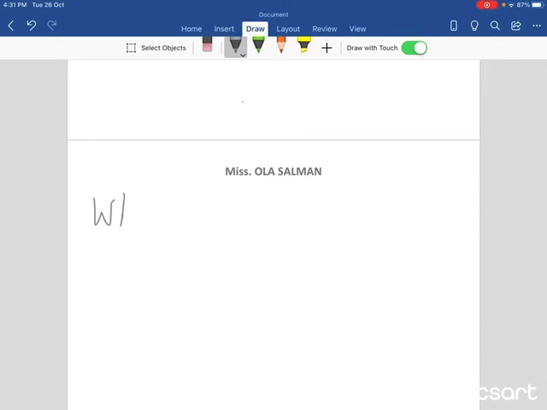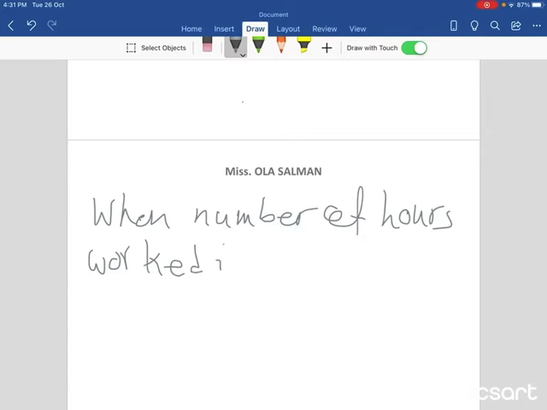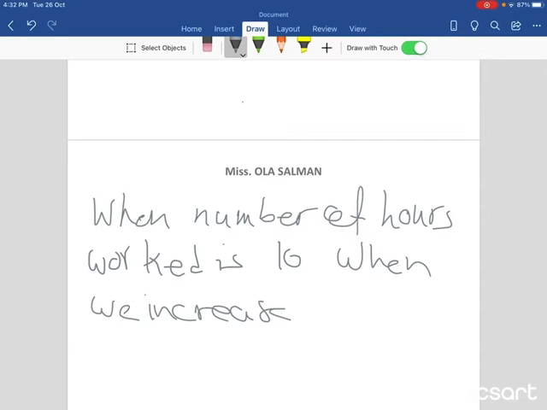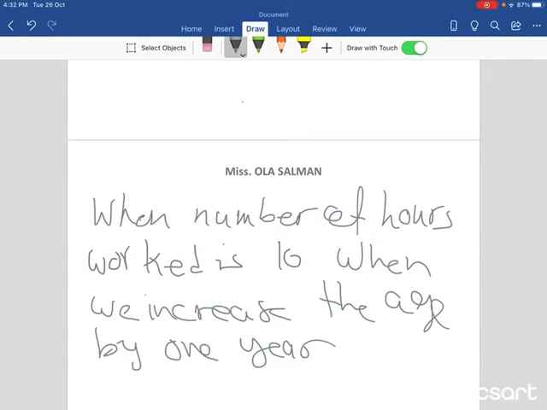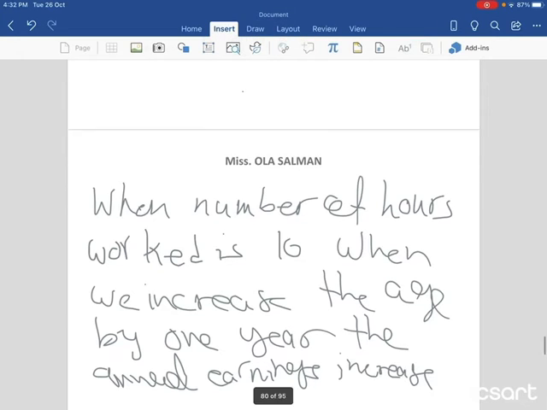So you write: when the number of hours worked is 10, so when x2 equals 10, when we increase the age, which is x1, by 1 year, what happens? The annual earning increases by $22.8.